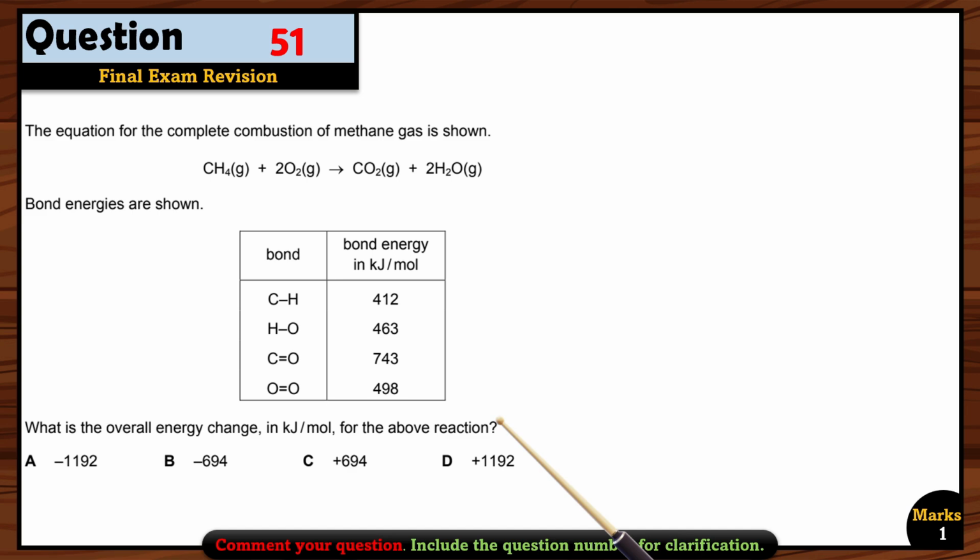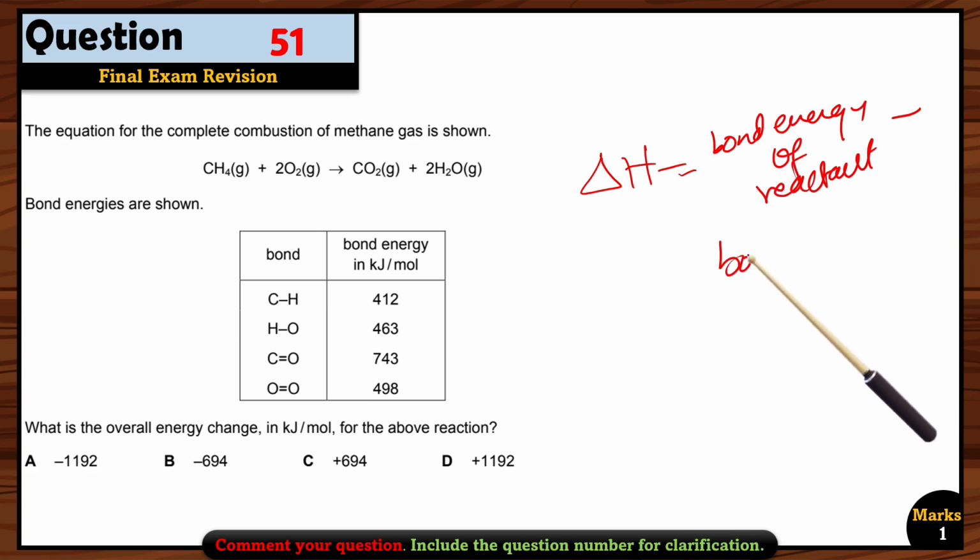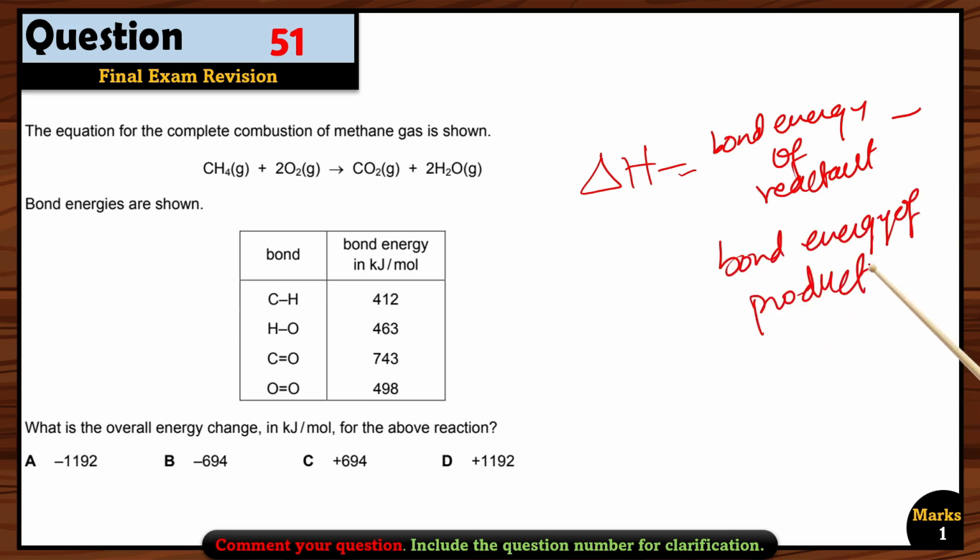Your answer for an exothermic reaction should always be negative, and for an endothermic reaction, it should always be positive. How can you calculate delta H? The formula is the bond energy of the reactants minus the bond energy of the products. This is the formula you have, and you have to calculate the bond energy.